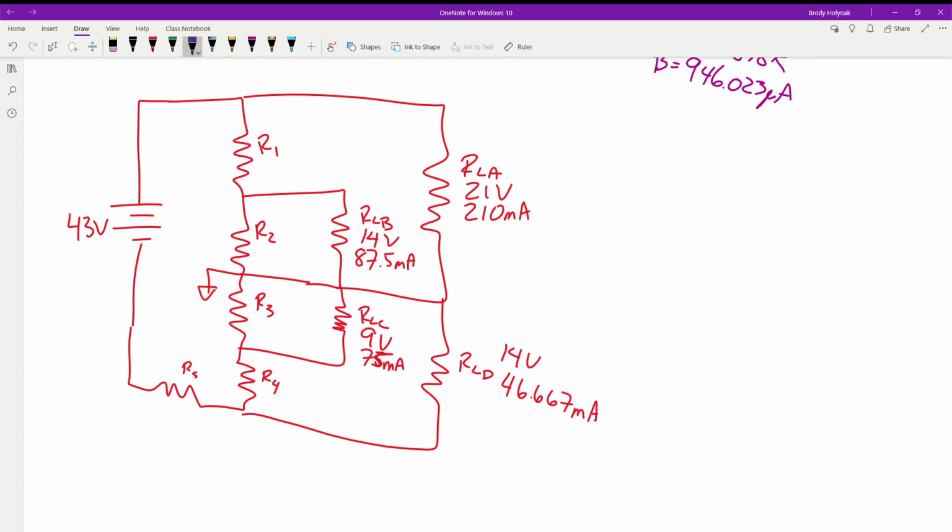First thing we're going to do is solve our currents. So without our bleeder current to start with, let's just start over here on this corner. So we have point A. We've got 46.667 milliamps of current coming in. We've got 210 milliamps of current going out. Okay, we know current is going this direction on the rest of these.